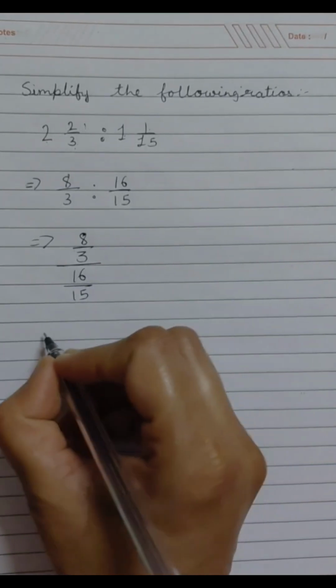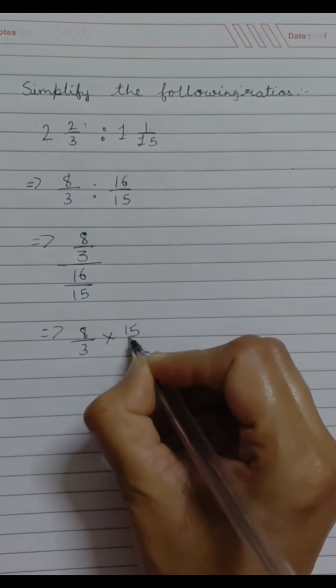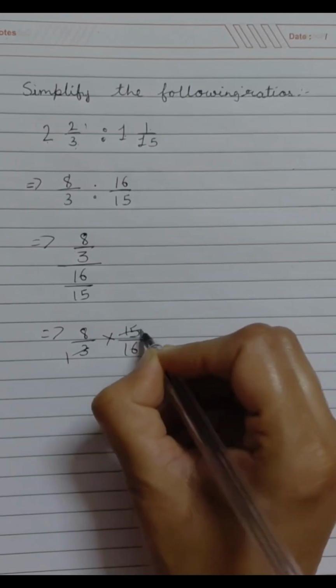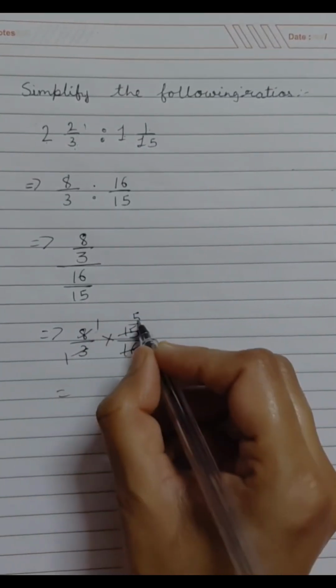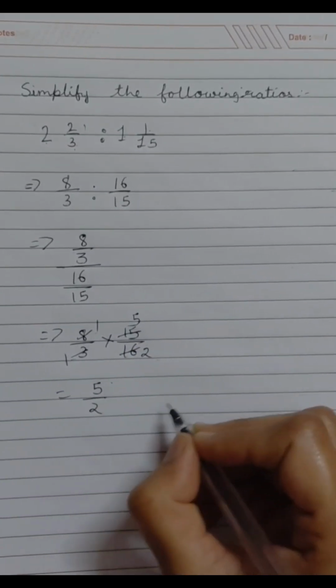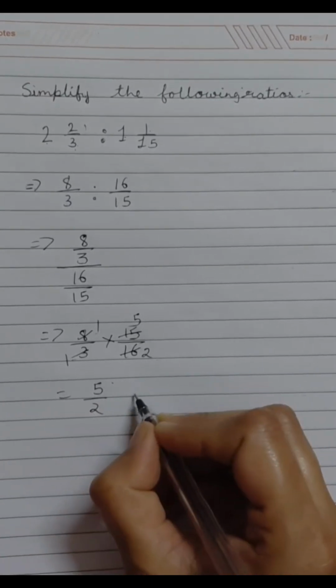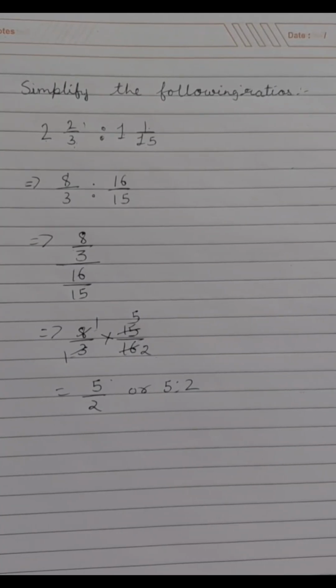When we have the denominator of a denominator, it will get reciprocal. So 8 by 3 multiplied by 15 by 16. 3 ones are 3, 3 fives are 15, 8 ones are 8, 8 twos are 16. 5 ones are 5 and 2 ones are 2. So 5 by 2 will be the answer, or we can write this 5 by 2 or 5 is to 2 in the form of a ratio. So with this, we have done the question. Whenever such a question comes, first of all, convert into an improper fraction and solve. So for further practice, you can solve more questions.